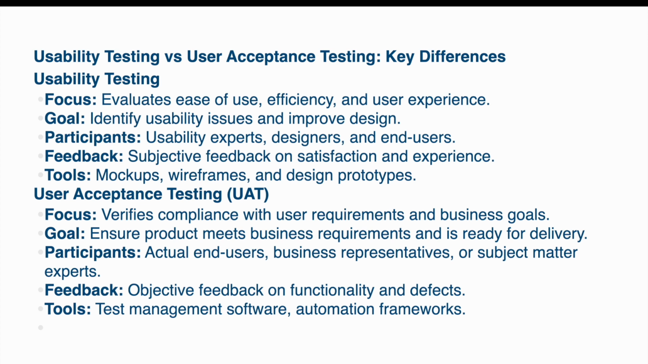Goal: identify usability issues and enhance the software design and user experience. But in UAT, ensure that the software meets the business requirements and achieves the desired outcome. Testing time: usability testing is done at all stages of software development, but UAT is conducted towards the end of the software development life cycle.